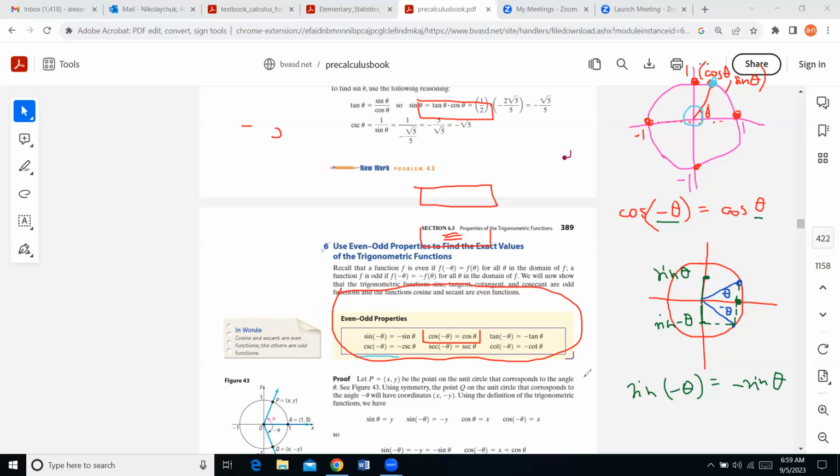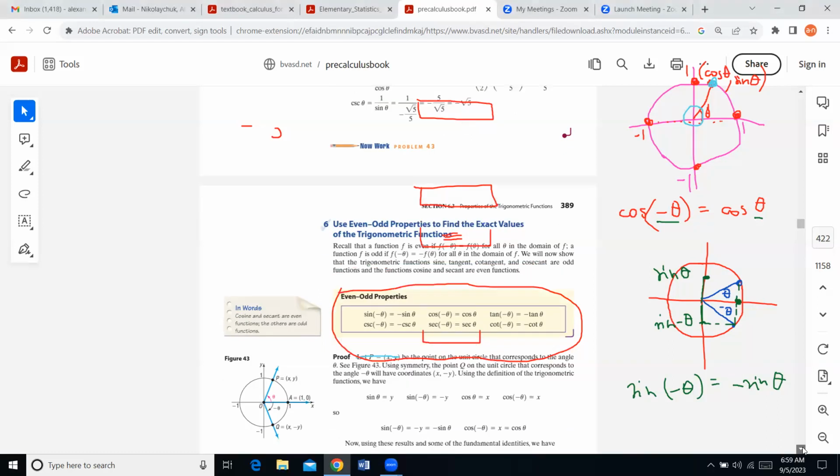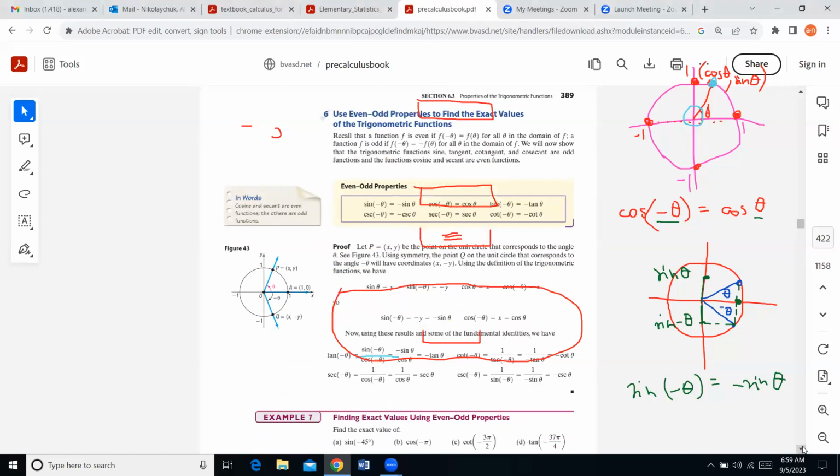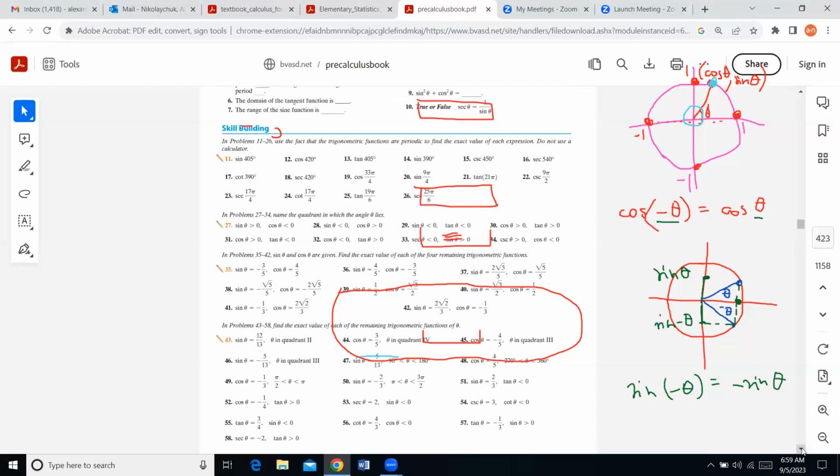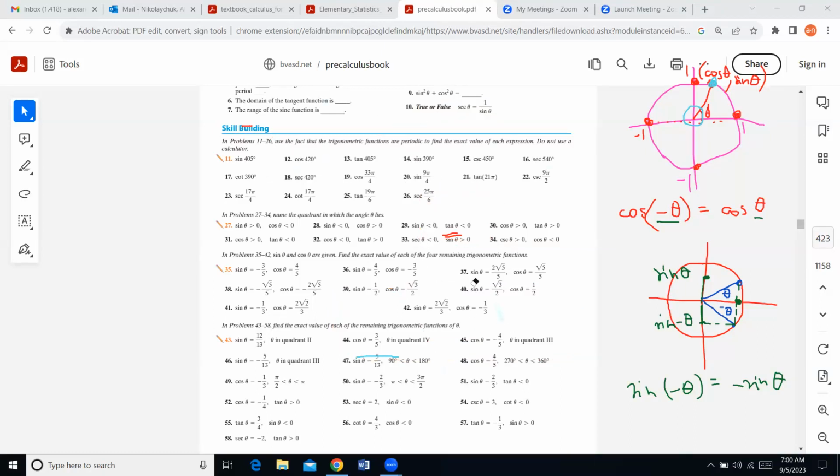Again, I don't want to get very deeply into it, but little by little we will be going over this. So I'm going to do some exercises. I think it's time for skill building problems as usual. Let's start with sine of 405. Use the fact that trig functions are periodic. They want us to find the exact value, so they just want the value of sine 405.